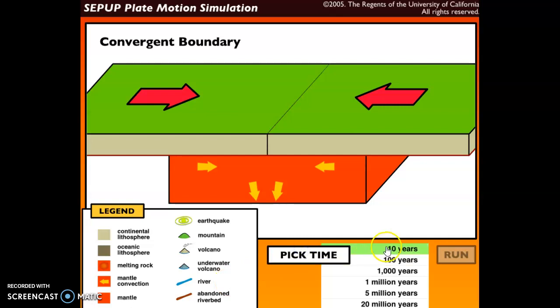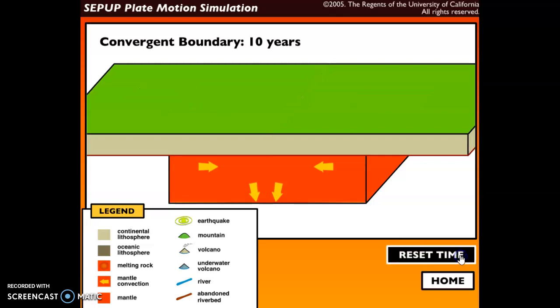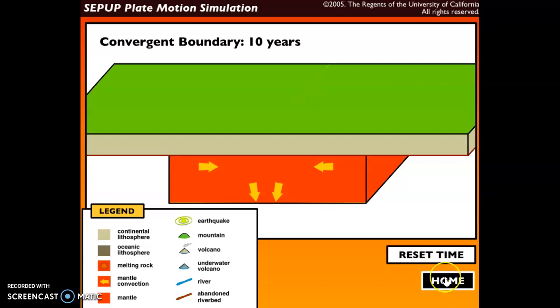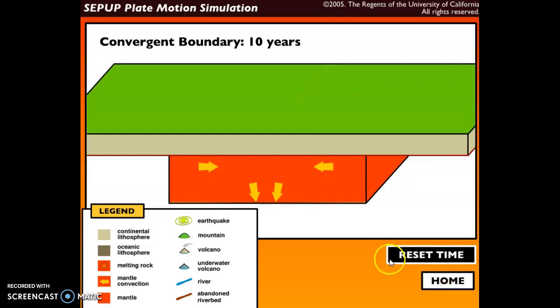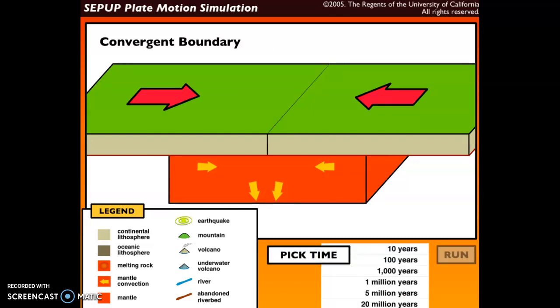So let's chat quick about timing. We can see from 10 years to 20 million years. And we spent a lot of time this year talking about how weathering, erosion, deposition, and now plate tectonics take millions and millions of years to see some dramatic changes. So when we look at something for 10 years, you can't blink. You might miss it because it's really only moving maybe an inch or so every single year. Over 10 years, that's not a ton. So if we reset time, we're going to check out 20 million years for each of these simulations because that's when we can really start to see changes.